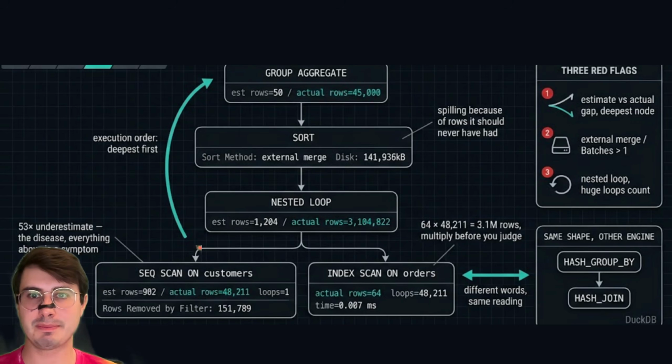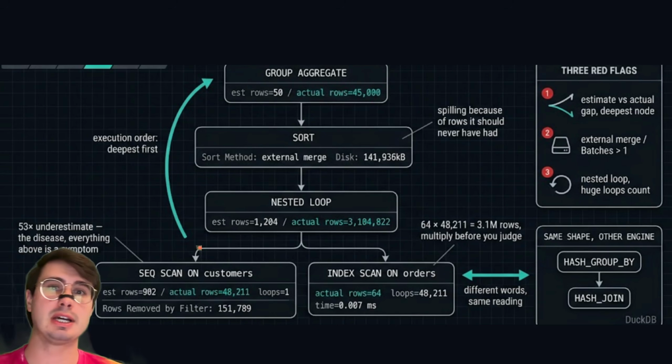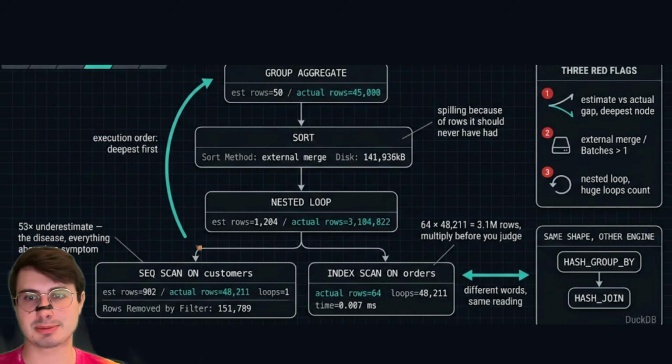Don't treat the symptom. And then red flag 3 is a nested loop with a big loops count, 48,000 of them here. And that's the shape of a plan that chose a nested loop based on a small estimate and then got a large reality. When you see loops in the tens of thousands and up, look immediately at whether the outer side estimate was right.